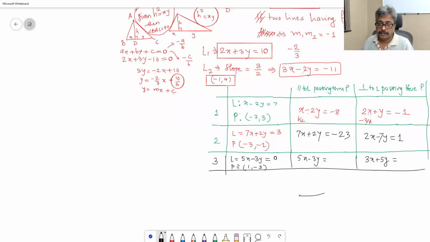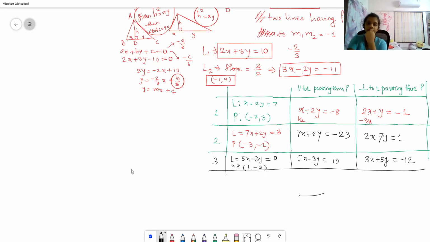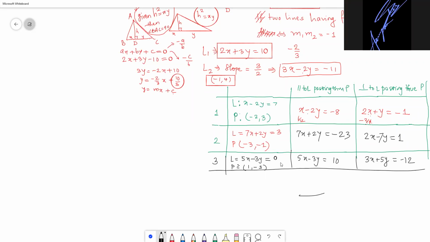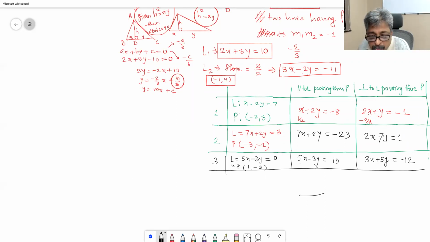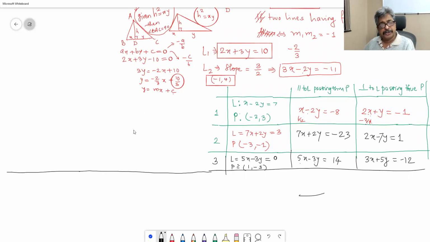What is the first number? 5 plus 9, 14, not 10. Second number, 3 minus 15, minus 12. Okay. So as far as lines perpendicular and parallel are concerned, our job is done.